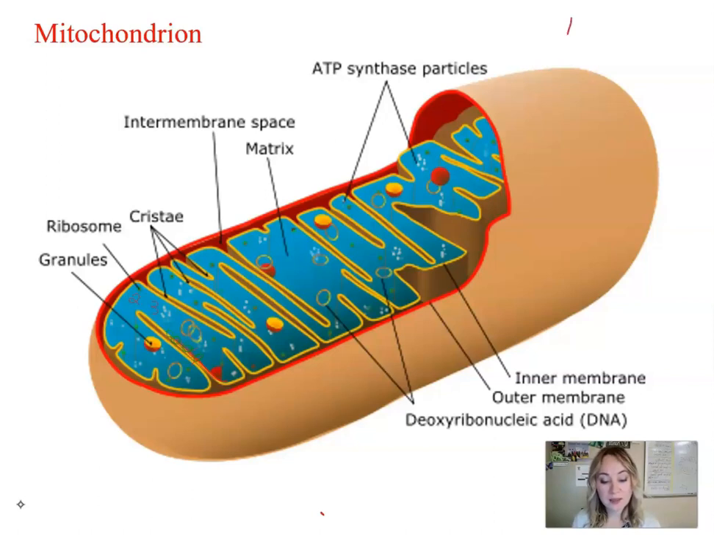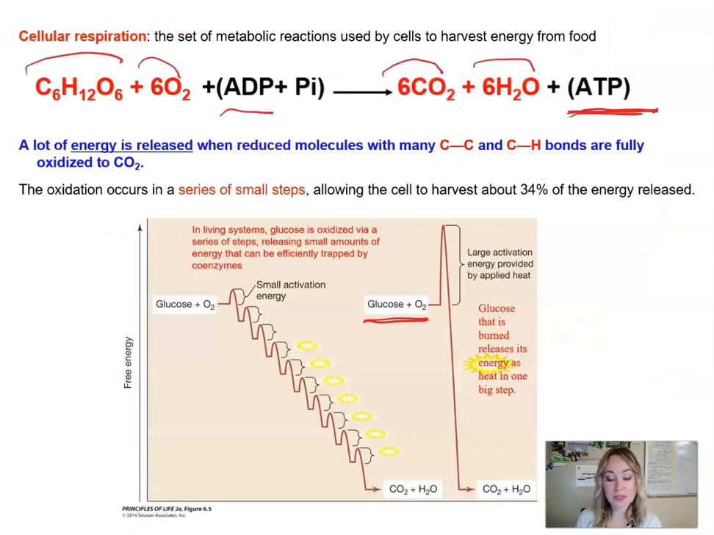And we know that ATP is the energy molecule that cells are able to utilize to carry out different biological work. Notice mitochondria have outer membrane, inner membrane that's highly convoluted, and that's where the machinery for ATP synthase is actually embedded. Understand that cellular respiration is the set of metabolic reactions, and these reactions are going to be happening in series of small steps.